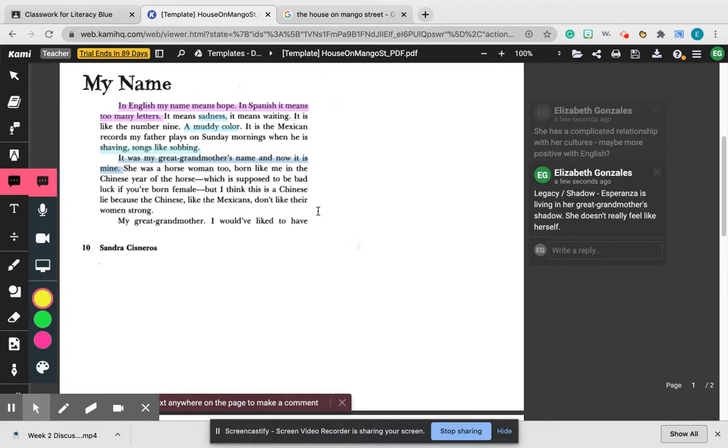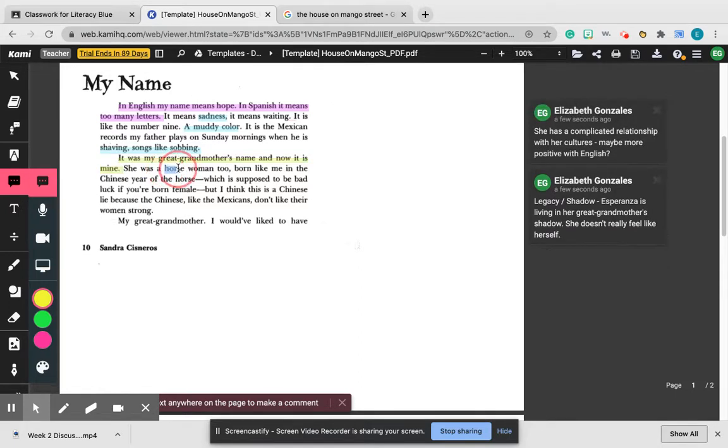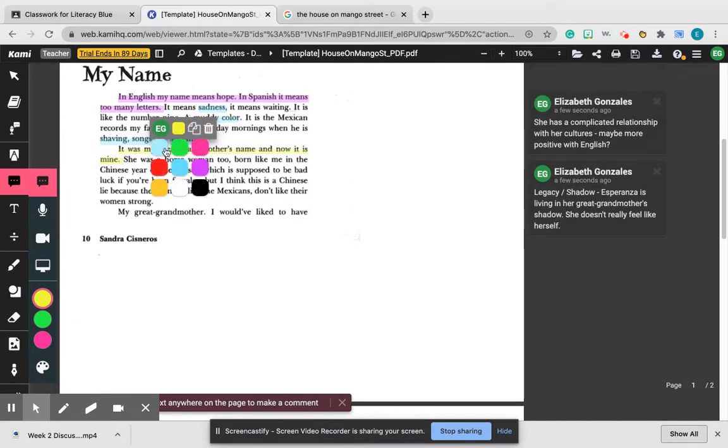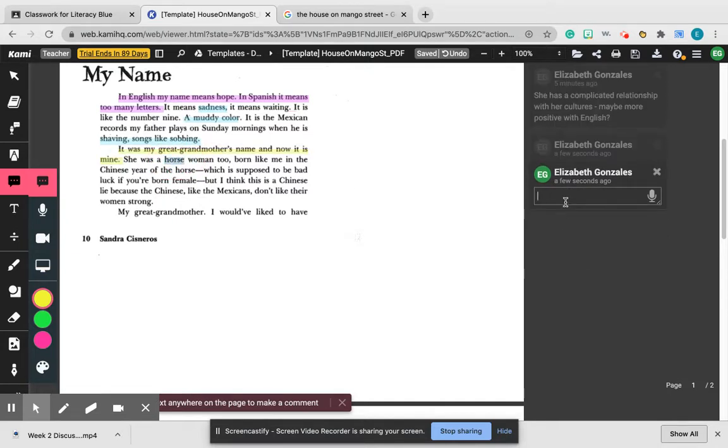Okay. So when you think of a horse as an animal, we think of someone who is strong, free, powerful. So she's just comparing her grandma to a horse, but in a positive way. This is positive, right?